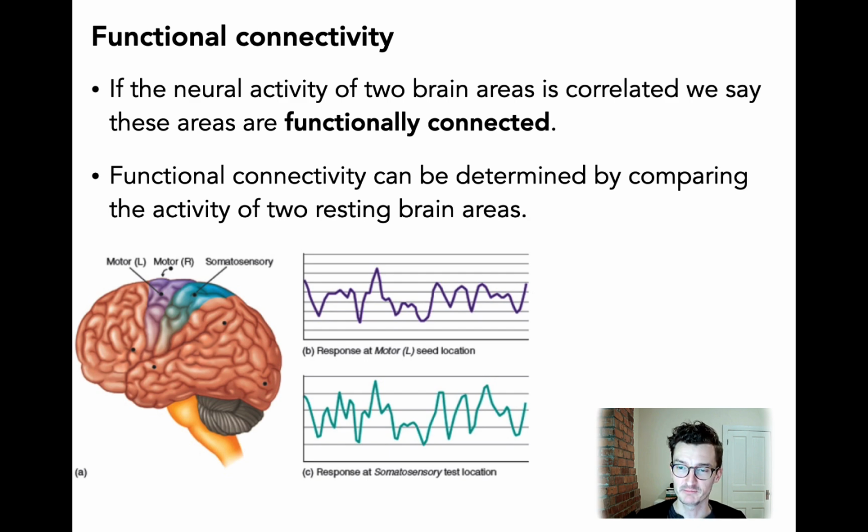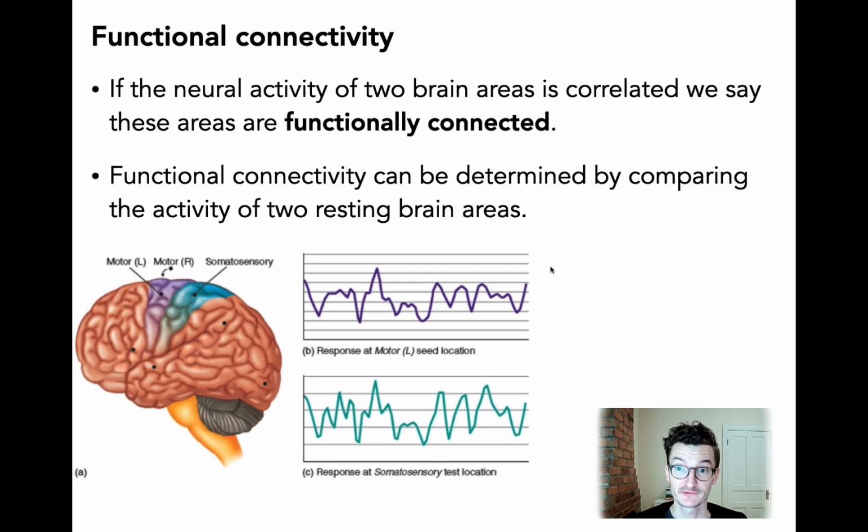They're still firing. There's a baseline level of activity that's happening at all times. But when you're lying there at rest, different parts of your brain fire in synchrony. So the activity of different parts of the brain is actually correlated. And we call this a functional connection. So two areas that have highly related activity, motor cortex and somatosensory cortex.